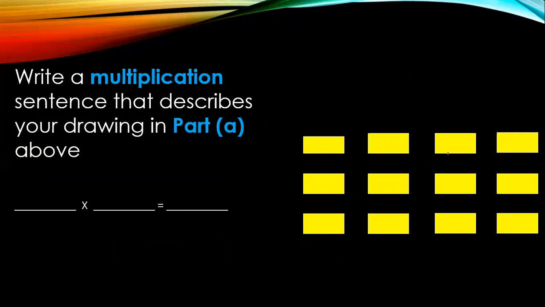We're going to write a multiplication sentence that describes our drawing from part A. So here it is. I've pasted it here on this one. We have 3 rows, 1, 2, 3, and 4 columns, 1, 2, 3, 4. Do you think you know what the multiplication sentence might be? Very good. 3 times 4 equals a total of 12.